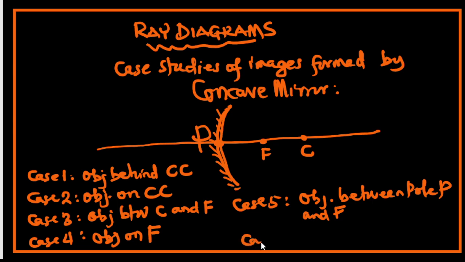And lastly, we have case 6, which is object at infinity. So meaning the object is not in the vicinity of the mirror, is far away from the mirror. Okay, so for all these 6 cases, it is important you can tell the properties of the images formed.